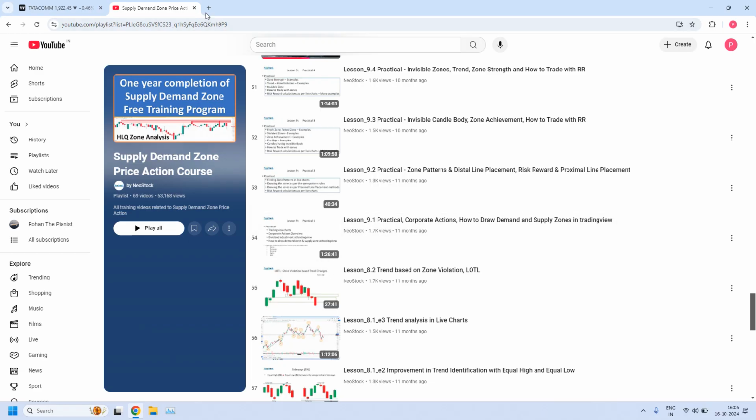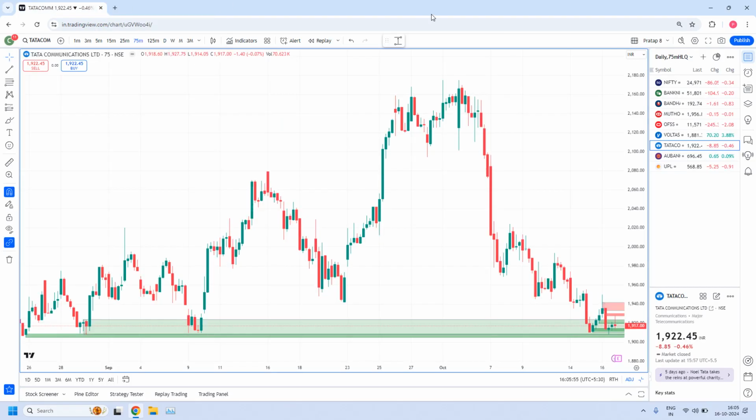Okay, now let's get into the analysis discussion. This is Tata Communications. This is the 75 minutes high liquidity zone. See here you have a drop, 3 base candles and a rally candle. This is the high liquidity zone identified by our NeoStock software.